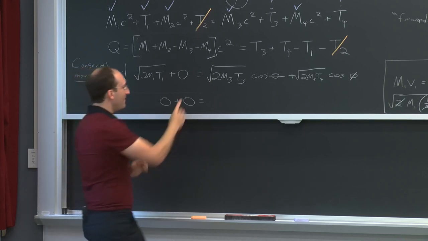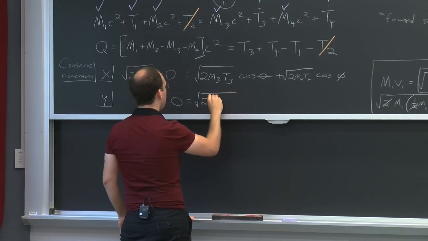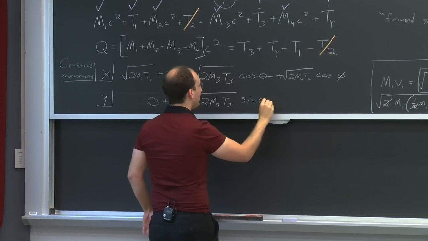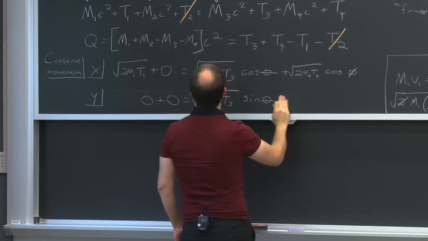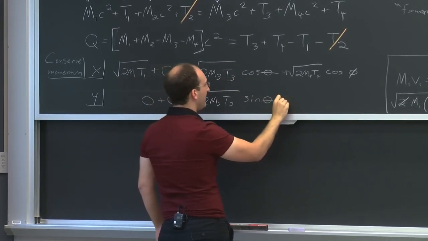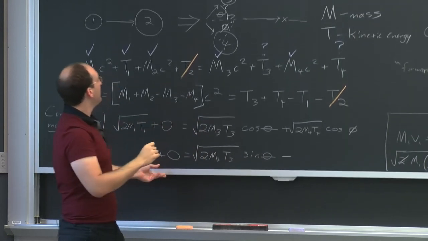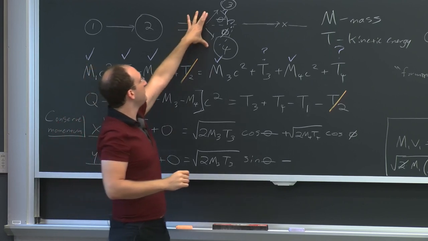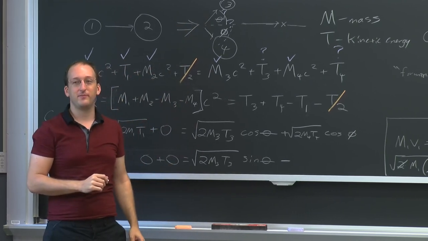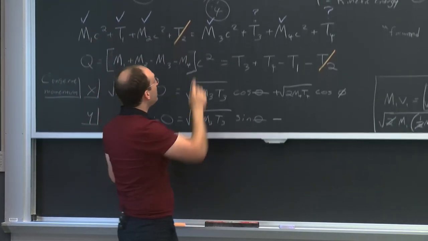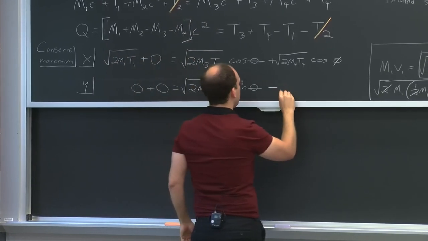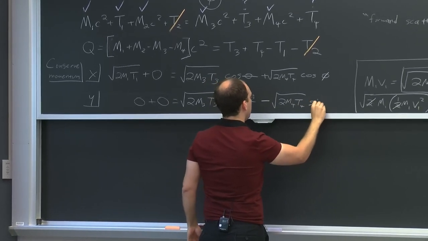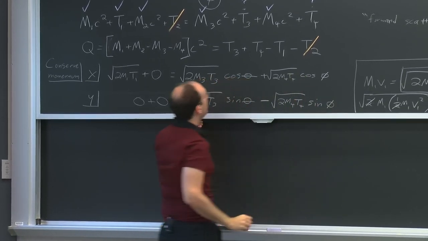Same thing, but root 2 m3 t3 sine theta. And m4, I almost wrote the wrong sign there, has got to be a minus. If the momentum of the initial particle system in the y direction is 0, so must the final momentum in the y direction. So these two momenta have to be equal and opposite. And that's times sine phi.